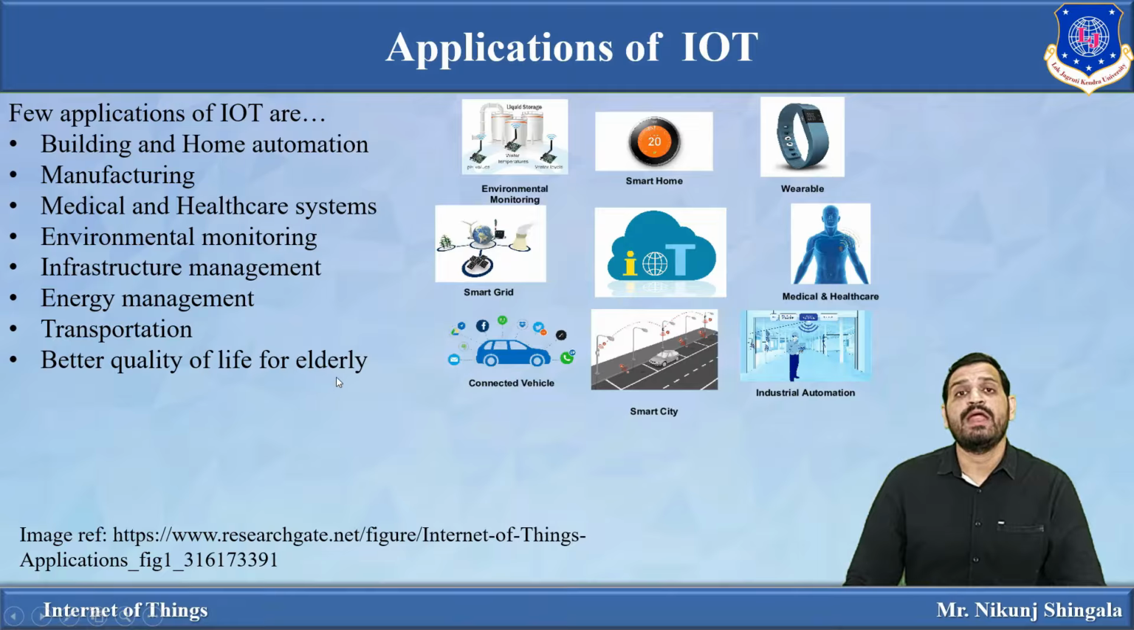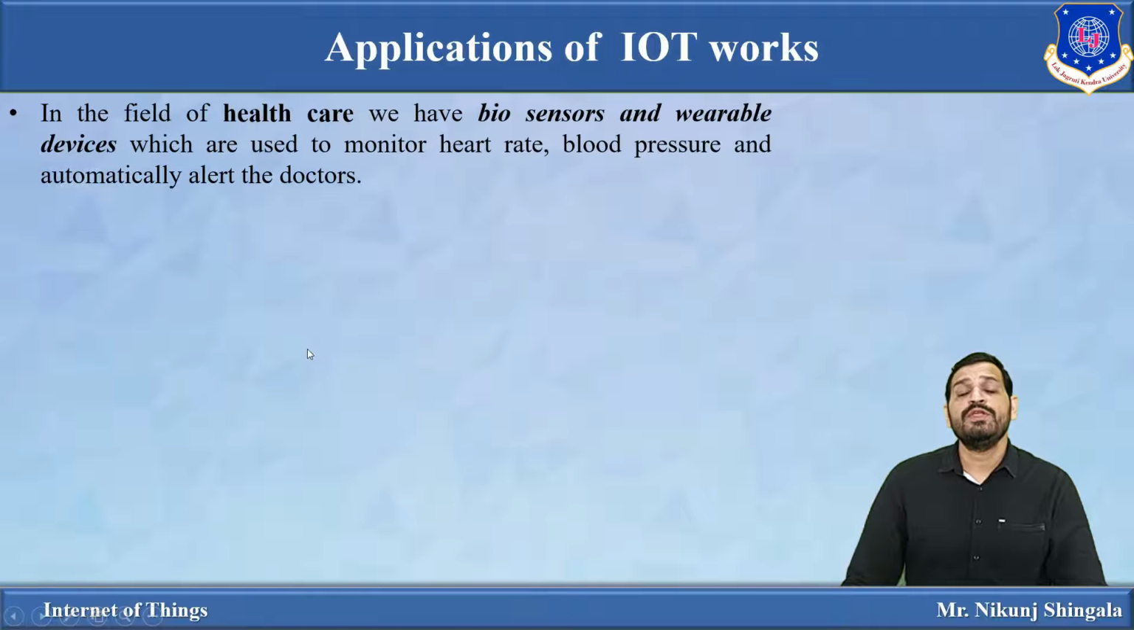Better quality of life for elderly people: as I told you, to assist and monitor the health of elderly people, certain wearable sensors are available. Based on that, his or her data can be monitored and emergency medical services can be provided. In the field of healthcare, biosensors and wearable devices are available, which are used to monitor heart rate and blood pressure. Once the data is monitored, it will be sent to the cloud, and based on that, it can automatically alert the doctors.